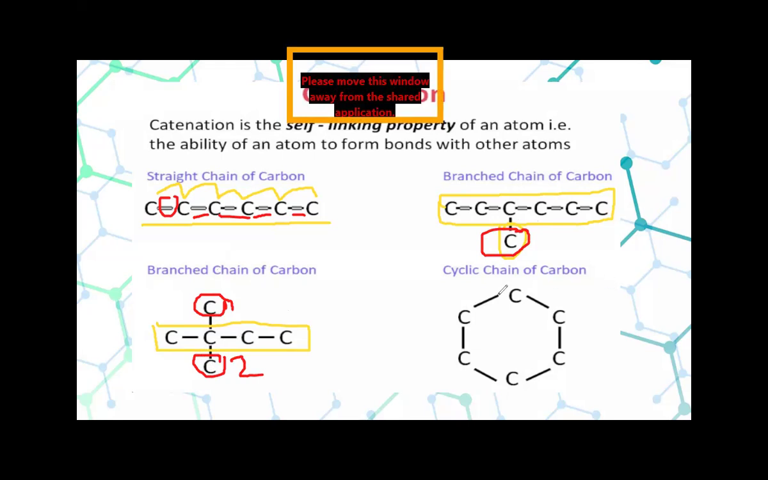Now moving towards another compound that carbon forms due to the catenation property, the cyclic compound. You can see here that all the carbon atoms are arranged in such a manner that it forms a closed chain structure in the form of a cyclic chain. This is basically still a chain, but it is a closed chain.